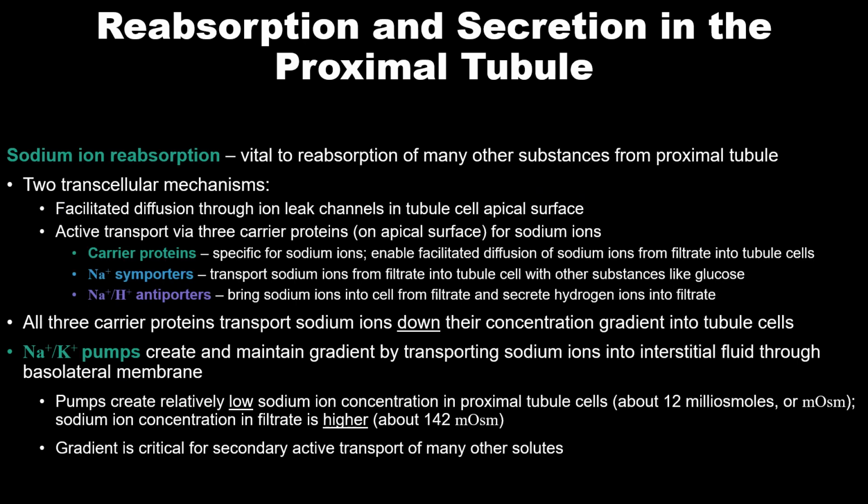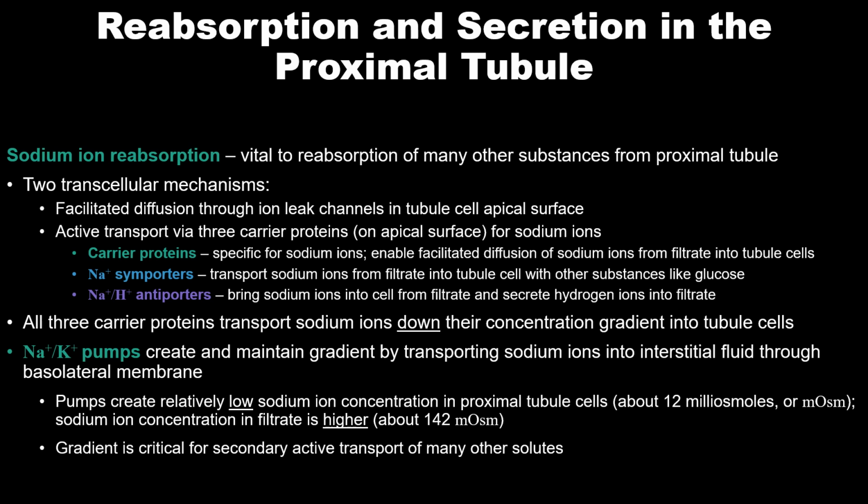First is the large percentage of electrolytes like sodium, chloride, potassium, sulfate, and phosphate ions. All of these electrolytes are vital for electrolyte homeostasis. And it turns out this process is really key to reabsorbing many of the other substances in this proximal tubule. Much of the sodium ion reabsorption occurs transcellularly through sodium ion leak channels. Another mechanism for this transcellular sodium ion reabsorption involves 3 types of carrier proteins.